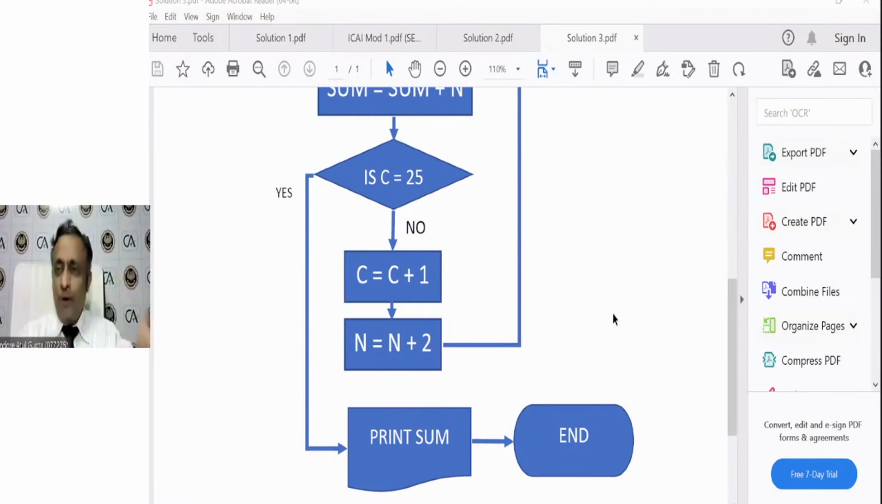Let us do it without the flowchart. First even number is 2, second is 4, third is 6. 2 plus 4 plus 6 is 12. So what you are doing is what we call a dry run of the flowchart, checking whether my flowchart is working correctly or not.